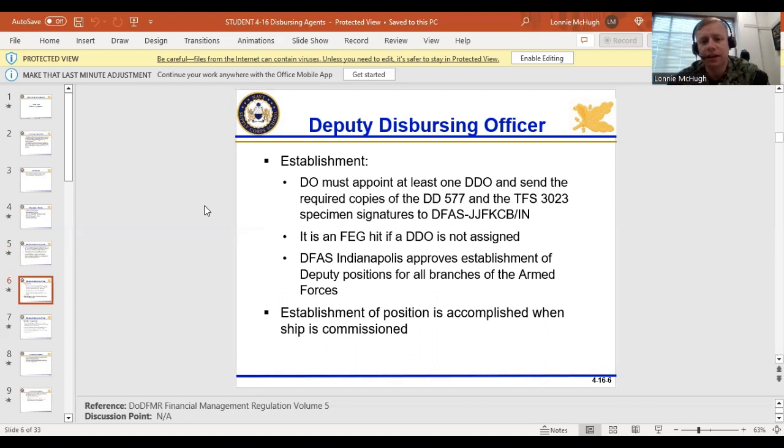Deputy Disbursing Officer, as we talked about, they're established by filling out a DD Form 577. And then that form is sent off to DFAS. And they also fill out a signature form, which is that TFS 3023. And then that's just so DFAS has their signature on file and they know that they're authorized to sign and do transactions. It's an FEG hit if you don't have a deputy disbursing officer, but it's not a hit if you don't ever actually use your deputy disbursing officer, which is what I did for about 1.5 years. I didn't have one that I trusted. And then I ended up getting one that was good. So then I had them come into my office and do a lot of functions.